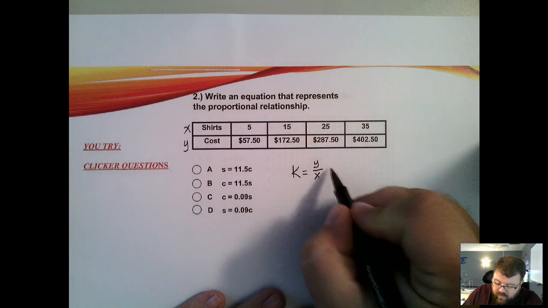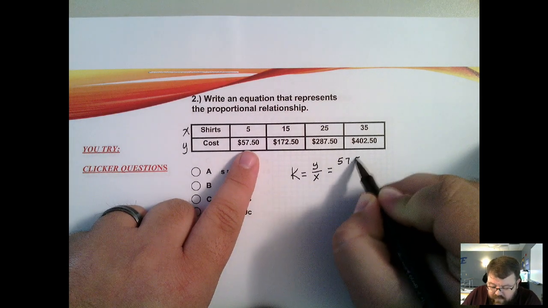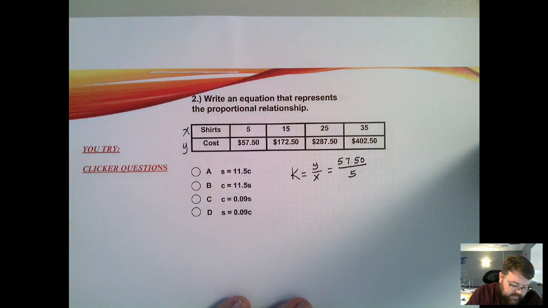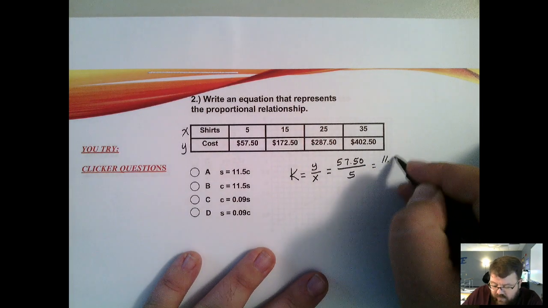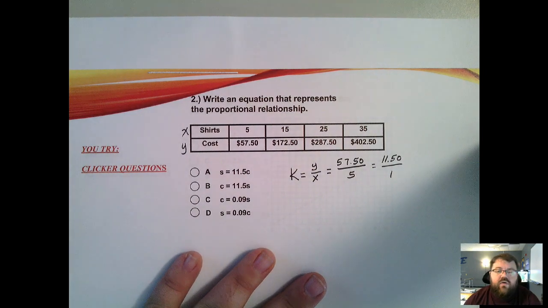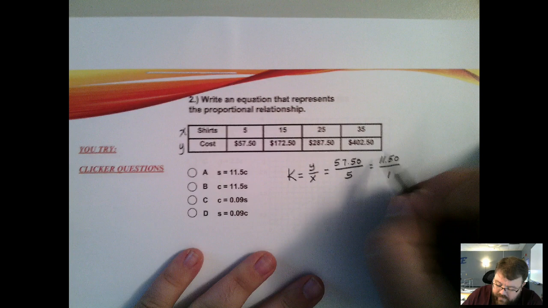Okay, so you should have said $57.50 divided by 5. $57.50 divided by 5 gives me $11.50 over 1. So the constant is $11.50 per shirt. Okay?